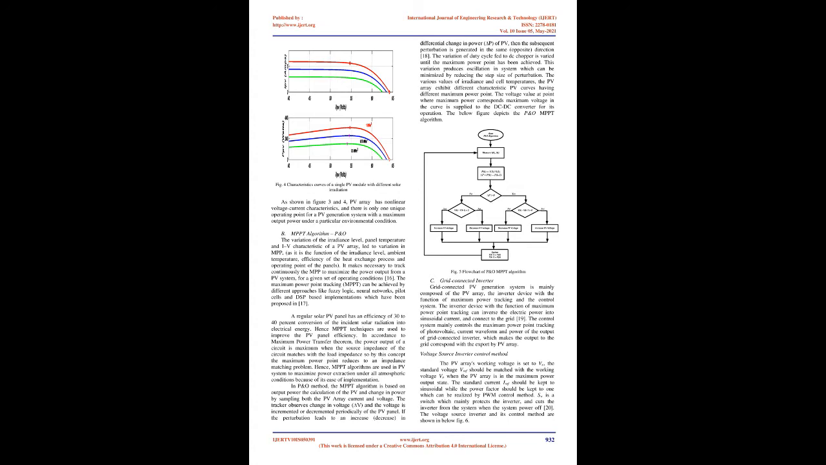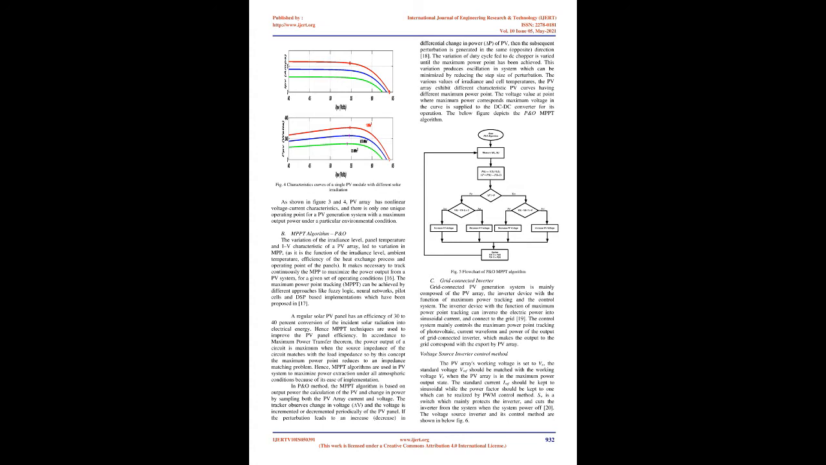The variation of the irradiance level, panel temperature, and IV characteristic of a PV array leads to variation in the MPP, as it is a function of the irradiance level, ambient temperature, efficiency of the heat exchange process, and operating point of the panels. It is necessary to track the MPP continuously to maximize the power output from a PV system for a given set of operating conditions.